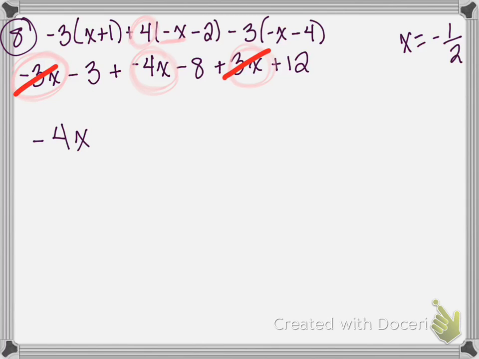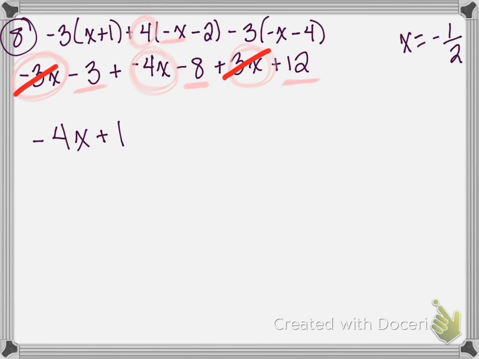Now I've got negative 3, negative 8, and positive 12. So negative 3 and negative 8 gives me negative 11. What's negative 11 plus positive 12? 1. And look at that. Instead of having 3 x's, some of them being negatives, how many x's do I have to plug in? 1. And it makes it significantly easier.